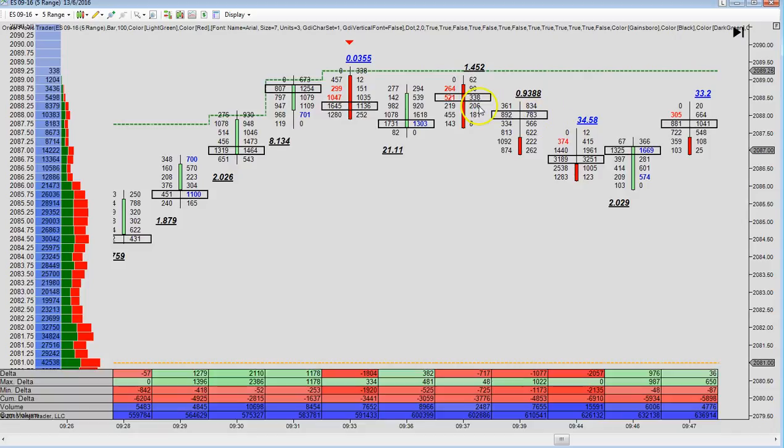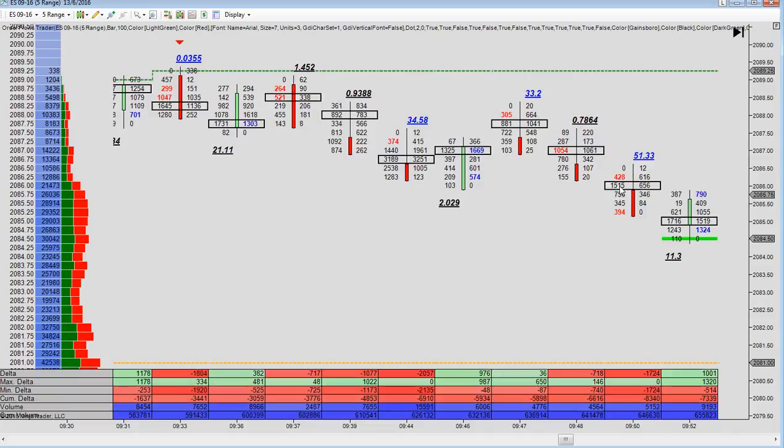And what's your reward? You're getting short here at 8 3/4. We traded down to 6. So that's at least 2 points. I'm not saying you could have held it all the way down here to 4, but it gave you a very low risk trade setup.